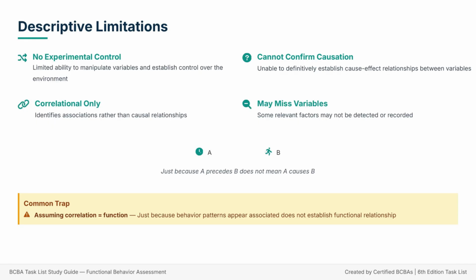Despite its strengths, descriptive FBA has limitations. It lacks experimental control, meaning we cannot manipulate variables. Because of this, it cannot establish causal relationships. It is also correlational, meaning we only observe associations. And sometimes, important variables may be missed. A key exam trap is assuming that correlation equals function. Just because events occur together does not mean one causes the other.